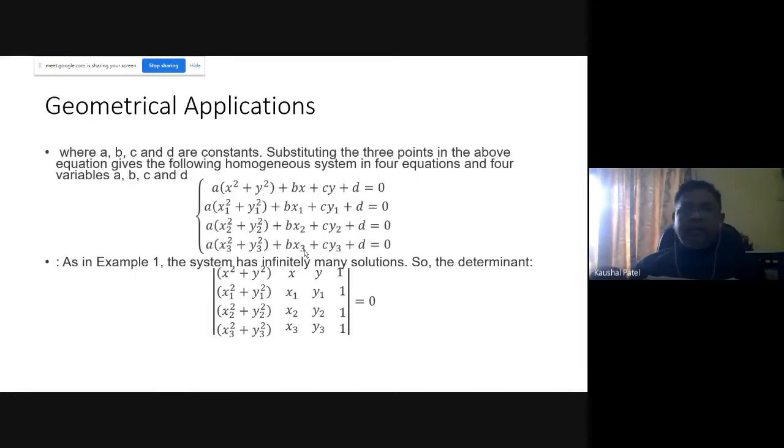Now, again, this particular equation must satisfy the other points also. So here we use a(x1 square plus y1 square) plus bx1 plus cy1 plus d equal to zero. It also passes through the second point, and it also passes through the third point. Whenever we make it in determinant form, this row is x square plus y square, x, y, 1. This one is x1 square plus y1 square, x1, y1, 1. Another one is x2 square plus y2 square, x2, y2, 1, and x3 square plus y3 square, x3, y3, 1.